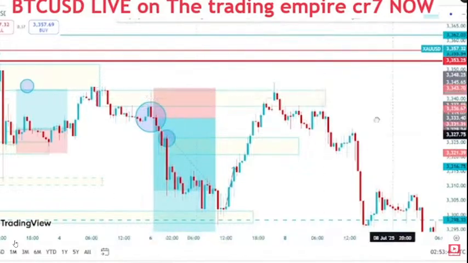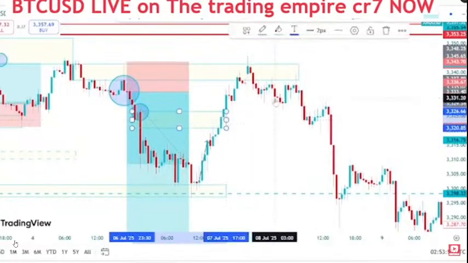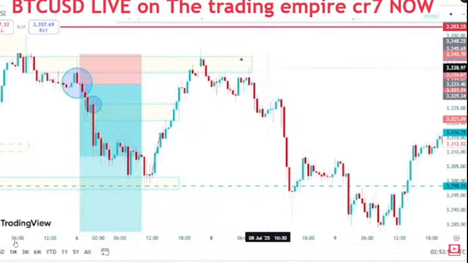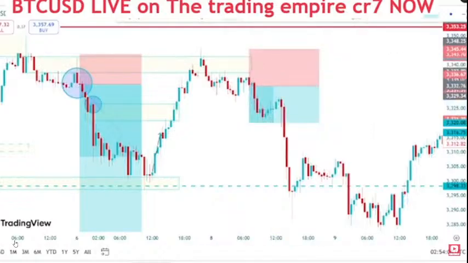From this area, we started creating a new structure. From here, we got another entry to take a sell. Remember, we are still targeting the previous lows, because this was a lower high. This was an entry also.